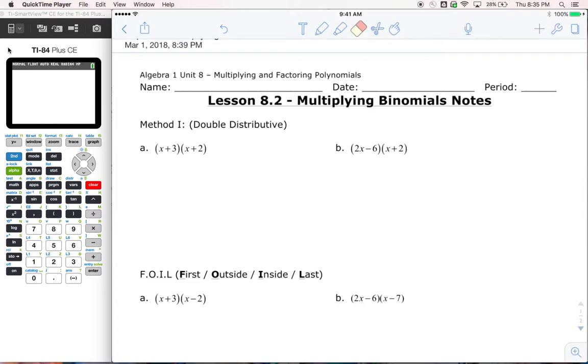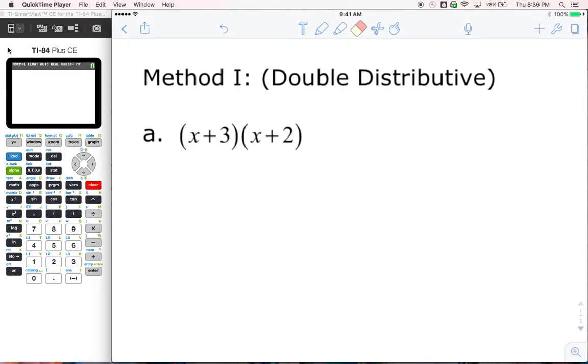All of this is just to take care of what if we don't just have a single number outside or a single letter outside parentheses. What if we have two parentheses right up next to each other? All right, and this is how we take care of it. This first method is called double distributive, right? And what we're going to do is break up this first term. We're going to write x, and we're going to write 3.